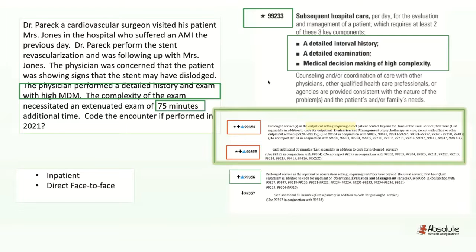We have 99356. This is the correct family. And 99357, that's also correct. And here is why. This is the code for inpatient or observation setting. This is an inpatient setting.